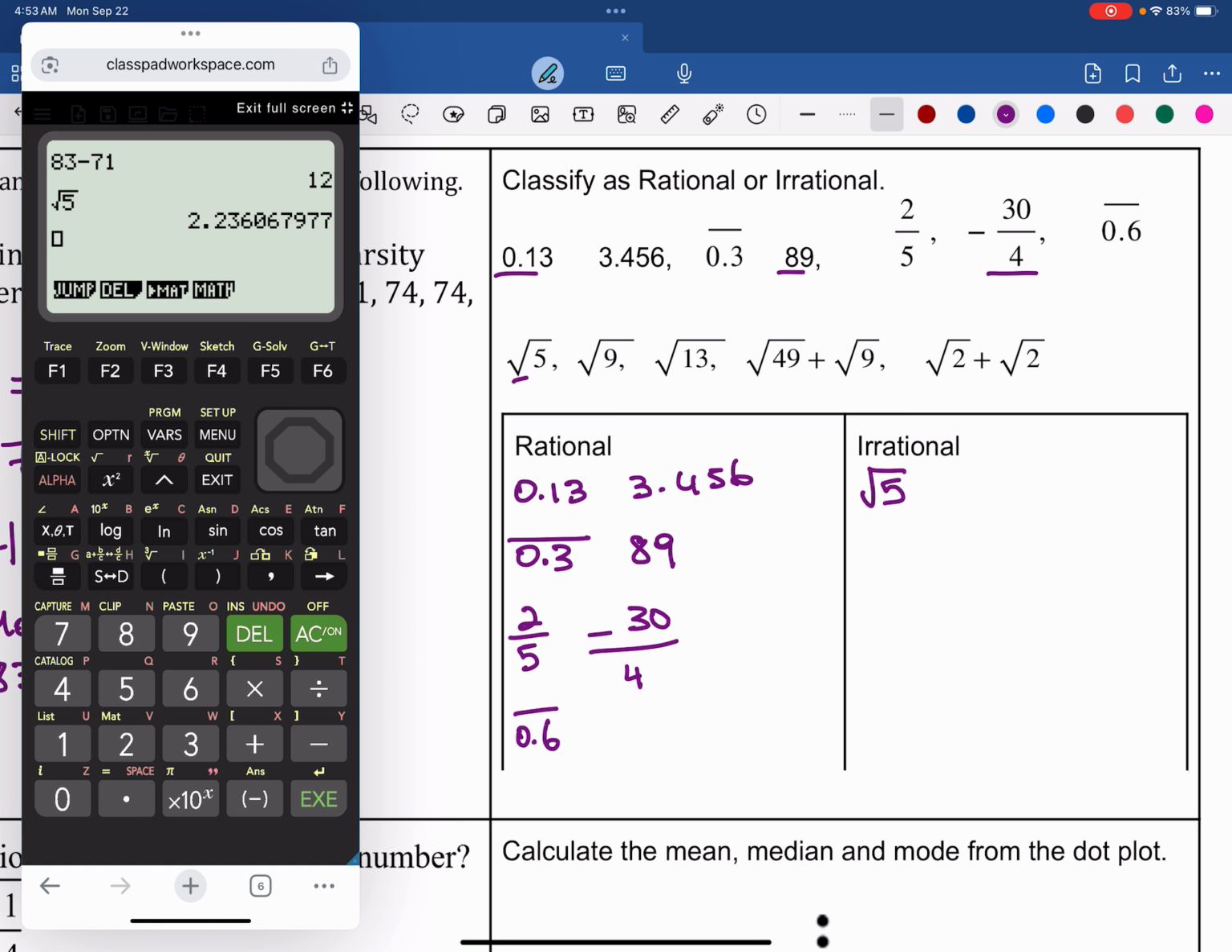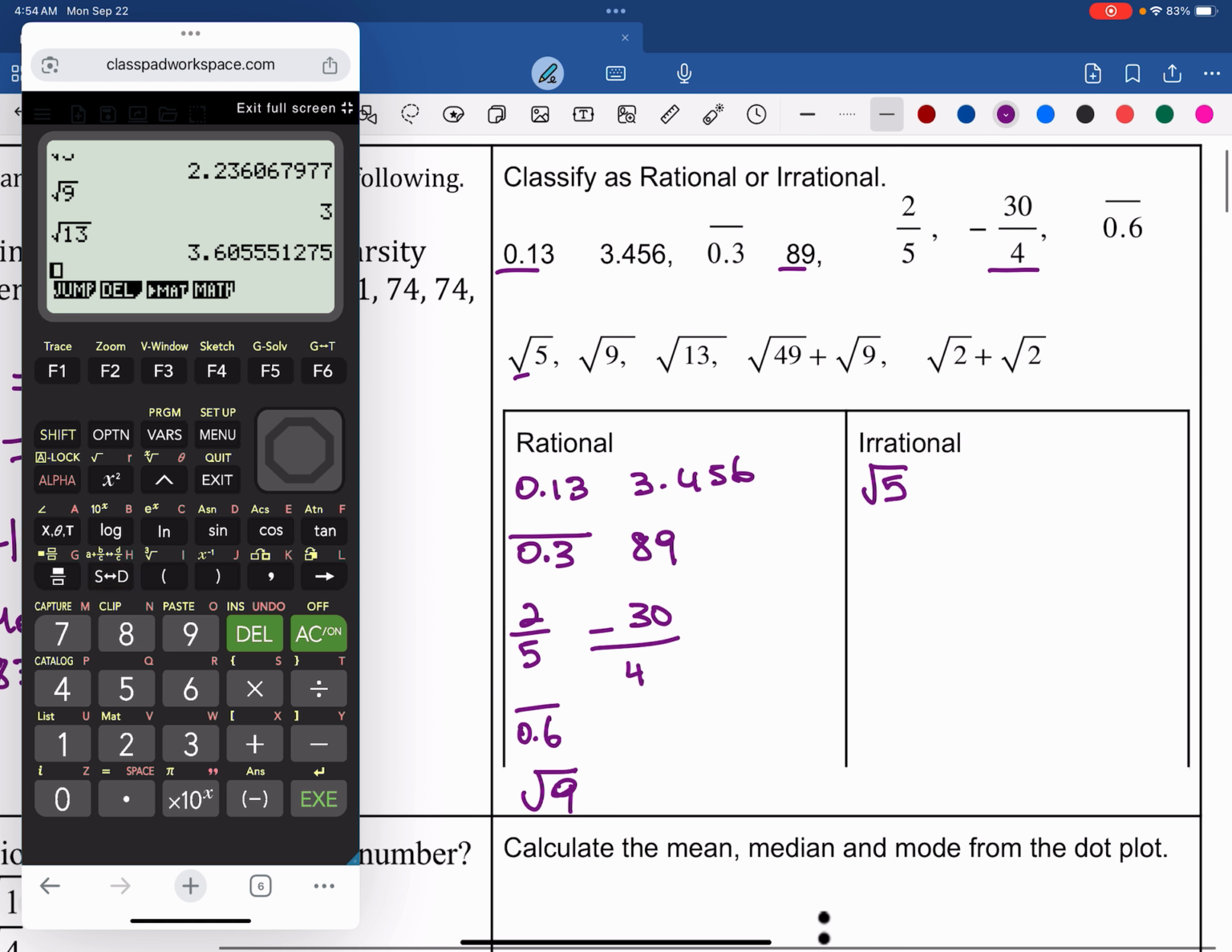If we entered radical 9, we know that the square root of 9 is just 3, right? Since that's a very nice number, a whole number, the square root of 9 is rational. Square root of 13. Square root of 13 is not a perfect square, so square root of 13 is irrational.